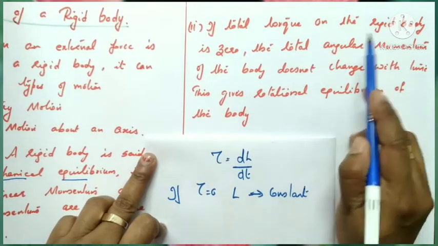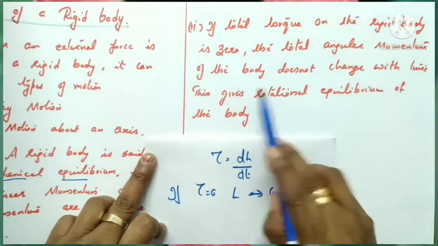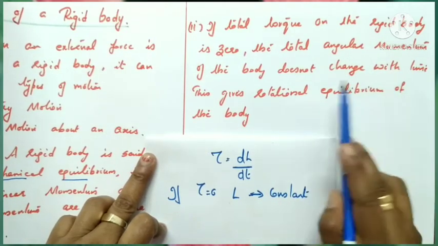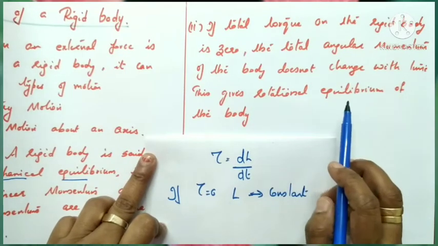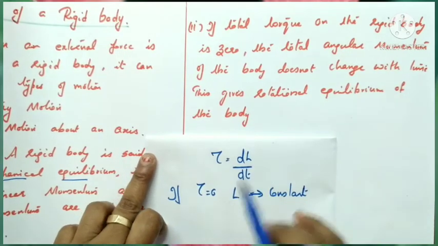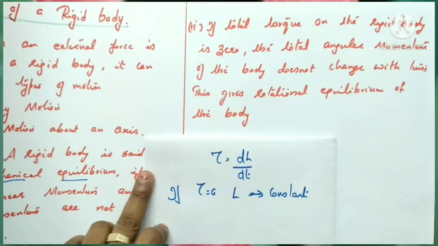So, the total torque acting on the rigid body is 0, the total angular momentum of the body does not change with time. Does not change with time means it remains constant. This gives rotational equilibrium of the rigid body. So mechanical equilibrium means it can be translational equilibrium and rotational equilibrium.